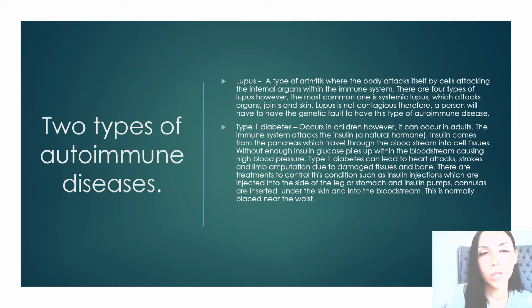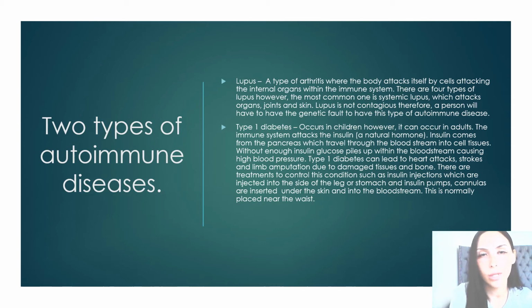Two types of autoimmune diseases. So we have lupus, which is a type of arthritis, where the body attacks itself by cells attacking the internal organs within the immune system. There are four types of lupus, however the most common one is systemic lupus, which attacks organs, joints and skin. Lupus is not contagious, therefore a person will have to have the genetic fault to have this type of autoimmune disease.